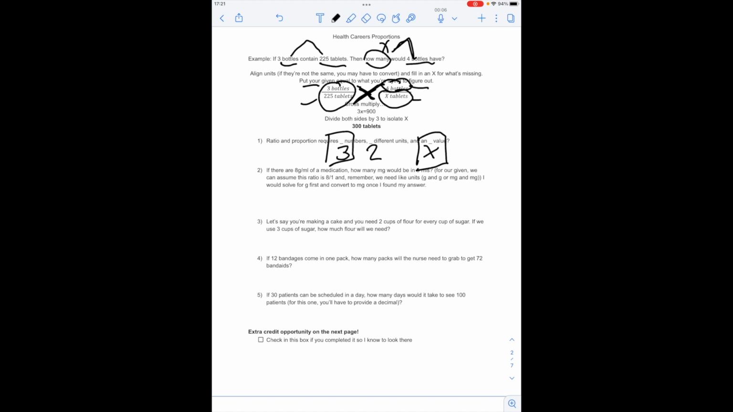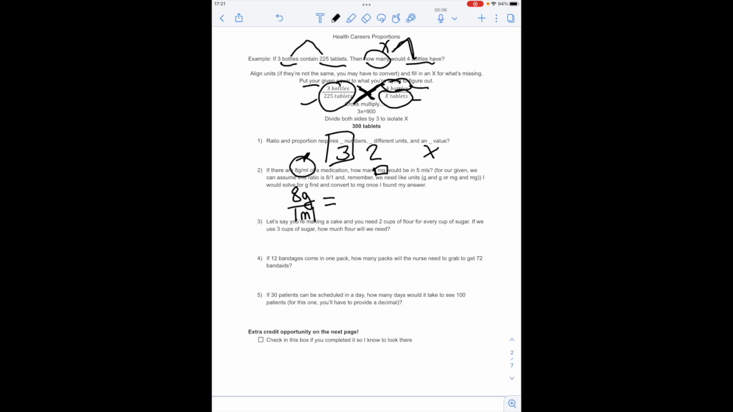If there are 8 grams per milliliter of medication, so we know that this is going to be a ratio, and it's going to be our given ratio since both amounts are given. How many milligrams would be in 5 milliliters? So right now, let's just kind of write this all out. We have 8 grams over 1 ml. Anytime that the denominator is not given like this, you can assume it's 1. So per milliliter, per 1 milliliter.